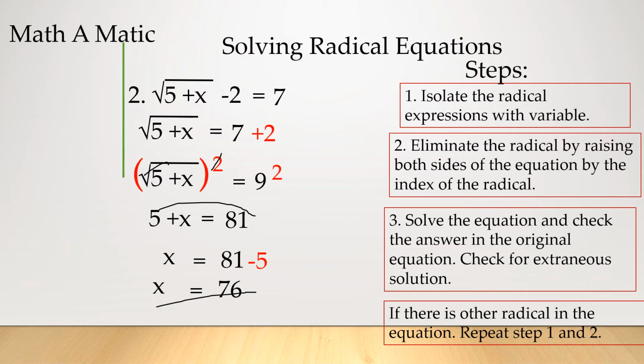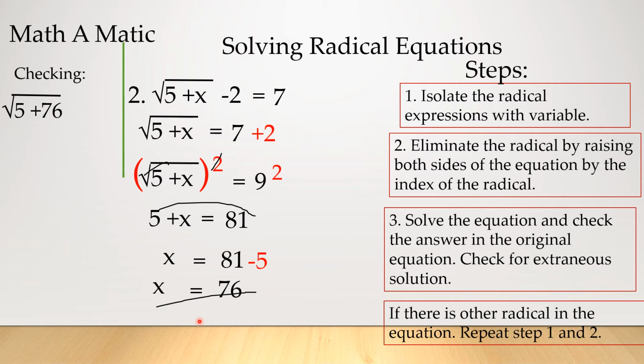Now, in case there is another radical in the equation, repeat steps 1 and 2. What does it mean? Sometimes we also have a radical on the other side. So we need to do it again. We need to isolate that again, following step 1 and step 2. Okay, so now let's check the original.